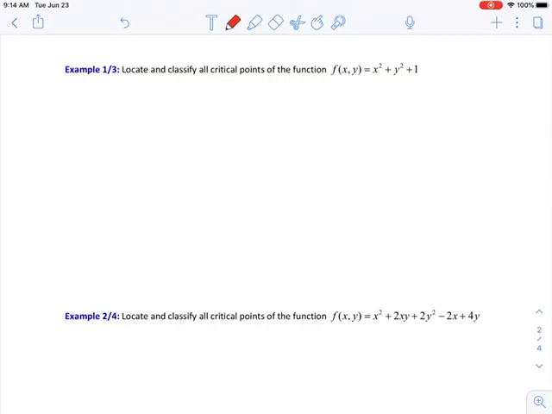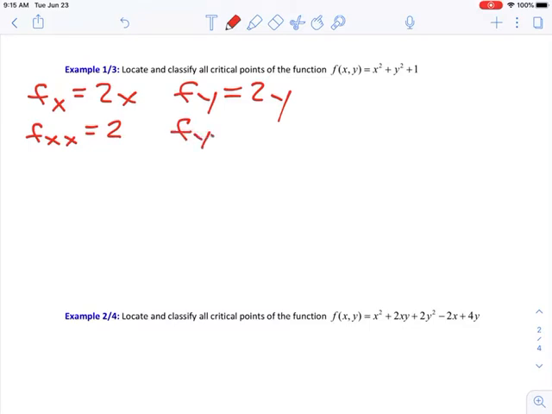So locate and classify all the critical points of the function f(x, y) equals x squared plus y squared plus 1. The first thing that we need to do is find the partial derivatives. So let's find f_x. That's going to be 2x. f_y is going to be 2y. And we need to find the second derivatives of these. So f_xx is simply going to be 2, and f_yy is also 2.